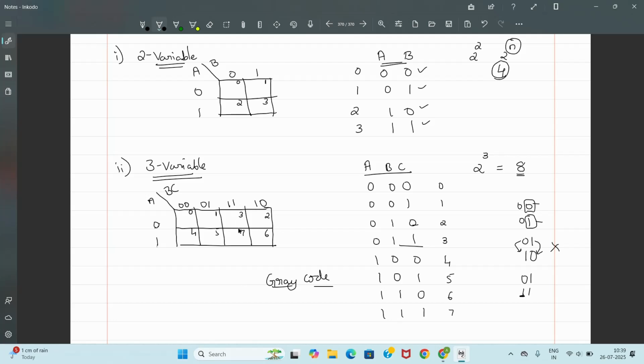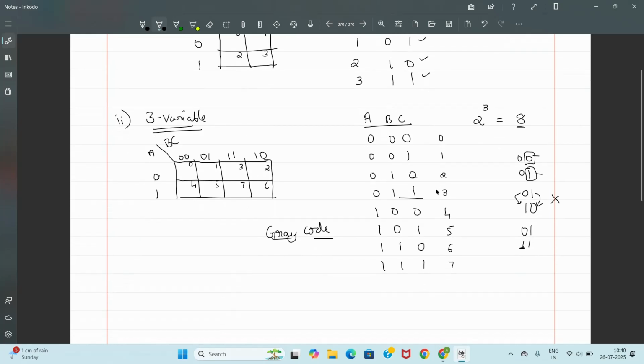Once you write this, it remains the same for any K-map you take. For a three variable K-map, this numbering does not change. This order will never change for any three variable K-map. Similarly, for a two variable K-map, it is always going to be 0, 1, 2, 3. Here it is 0, 1, 3, 2, 4, 5, 7, 6. This order is fixed for all problems. So this is the three variable K-map.